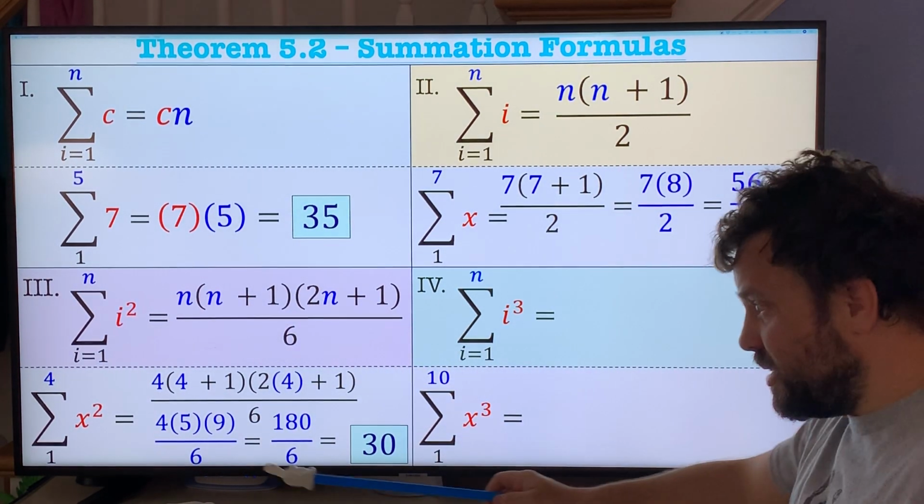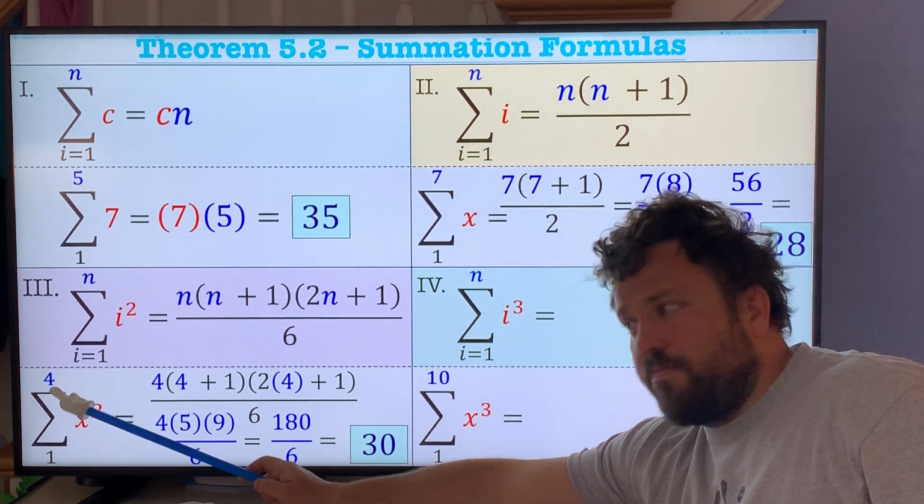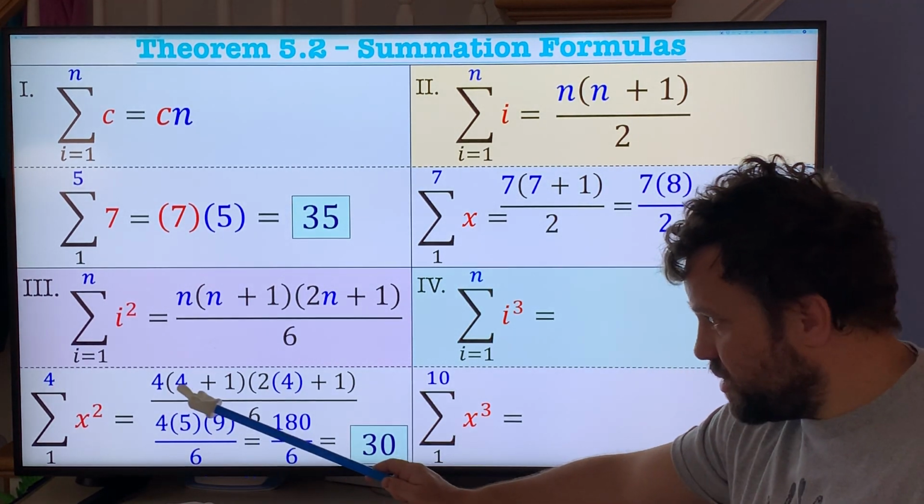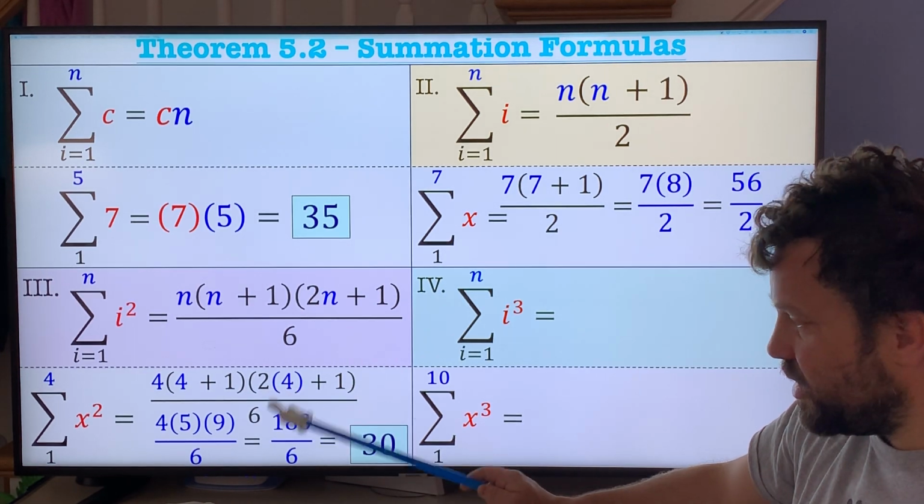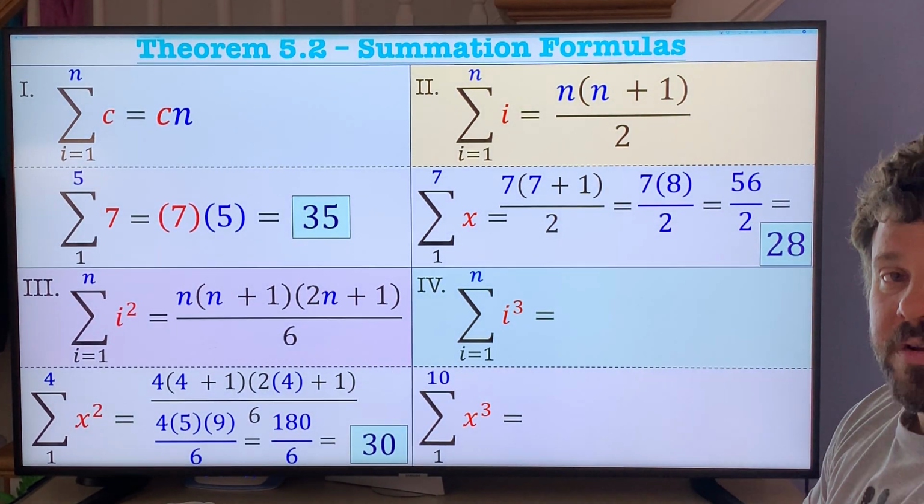Now you may say, oh, the other way is easier. Well, say I made this 100. All right, you want to do it that many times, where you can just do 100 times 101 times 201 divided by 6, and it spits out your answer right away.